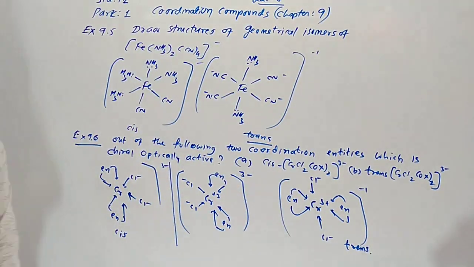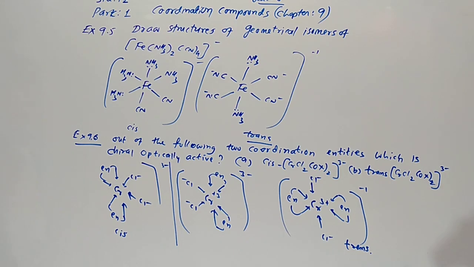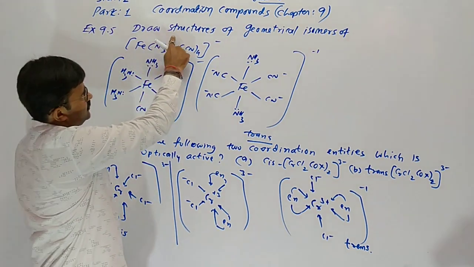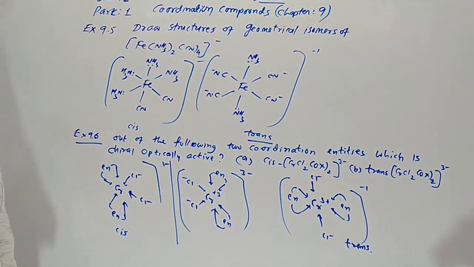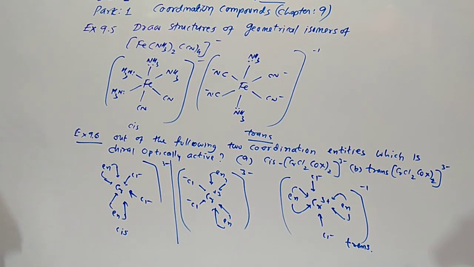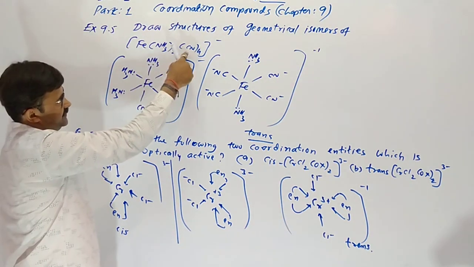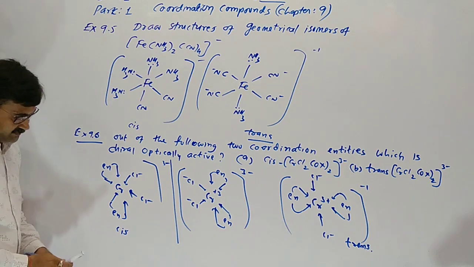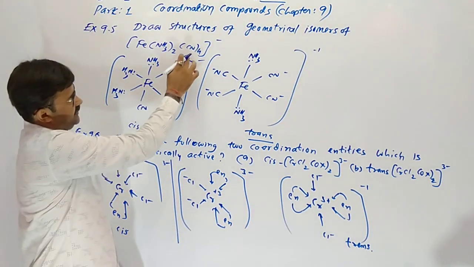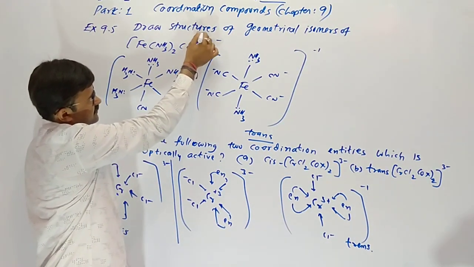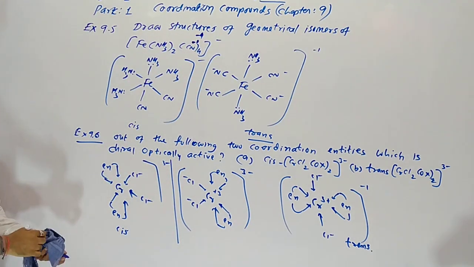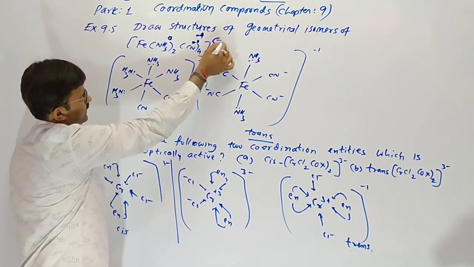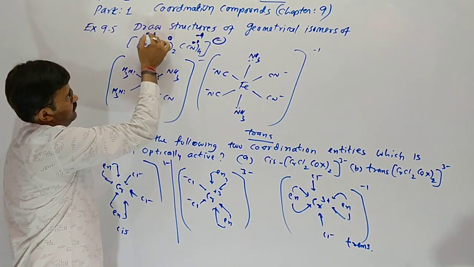Today in coordination compounds, question number 9.5. Draw the structure of geometrical isomers of the complex Fe(NH3)2(CN)4. Now we know cyanide has -1 charge, so total is -4. Amine is neutral, so to get -1 here, iron should be 3 plus.